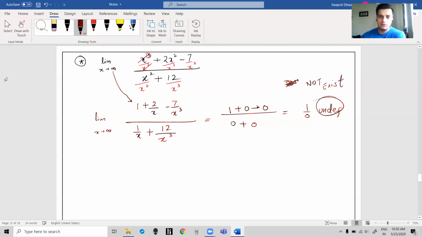In some cases, so basically the idea is you divide by the highest power always. Numerator, denominator, whichever has the degree, meaning the highest power, you divide every term by that power. Simplify, then substitute infinity and see what answer you get.